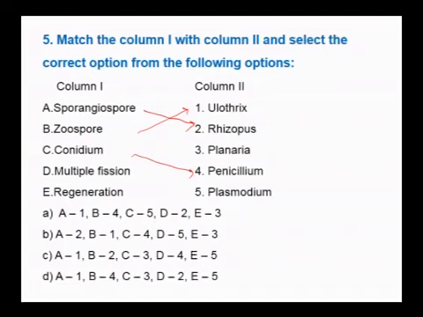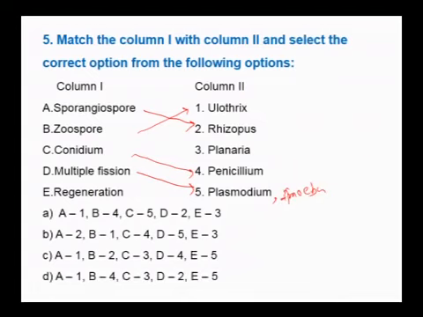Multiple fission can be seen in amoeba and also in plasmodium. When the conditions are not favorable, amoeba goes for multiple fission, so encystation occurs followed by sporulation. Even in plasmodium, erythrocytic schizogony and hepatocyte schizogony are multiple fission. Therefore multiple fission can be seen in plasmodium. You can also see multiple fission in amoeba.